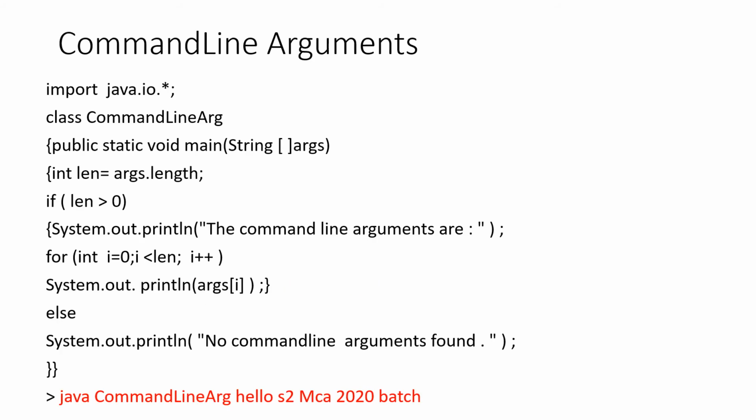Next comes command line arguments. At the time of executing a program, you can give arguments. They are called command line arguments. Command line arguments are arguments given at the time of program execution from the command line. Command line arguments will be received in the args array, which is a string array defined in the prototype of the main method.